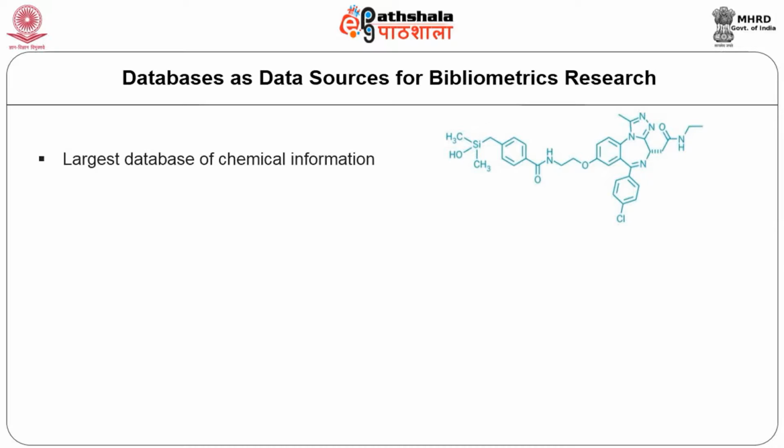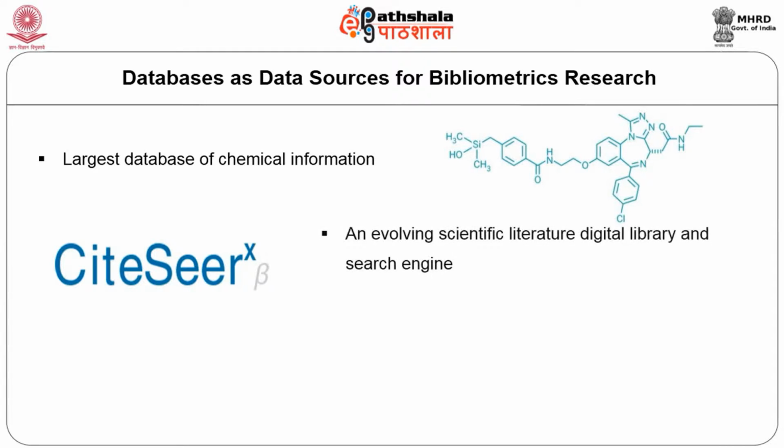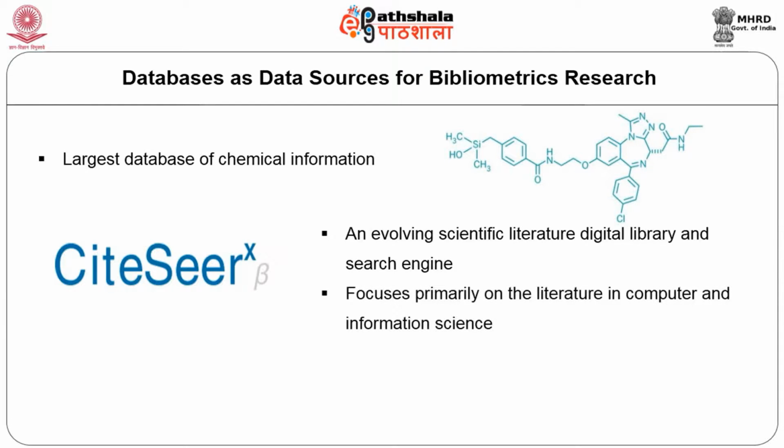Let us first take Chemical Abstract Service, popularly called CAS. This is one of the data sources normally used by bibliometricians. This particular source is published by a division of American Chemical Society. Its objective is to find, collect and organize all publicly disclosed substance information. The second most widely used data source is CiteSeerX. It is an evolving scientific literature digital library and it also serves as a search engine. The focus of this particular database is computer and information science.